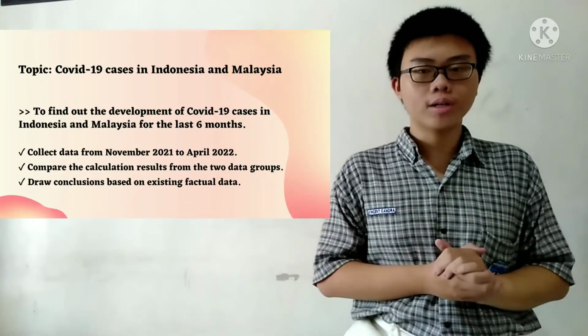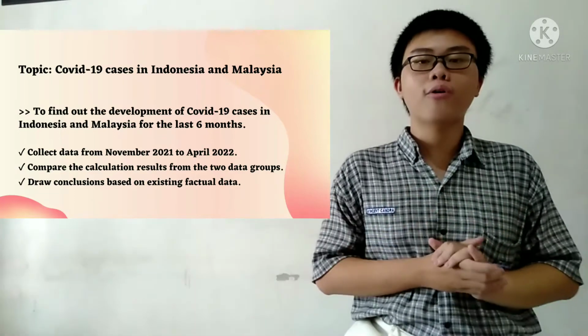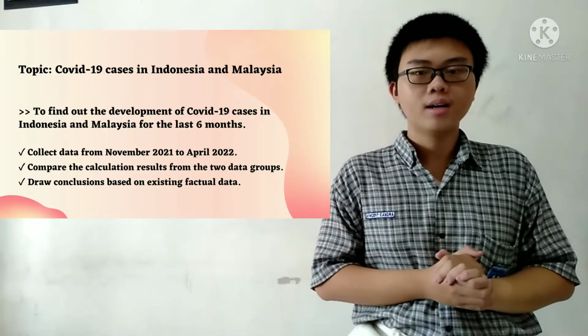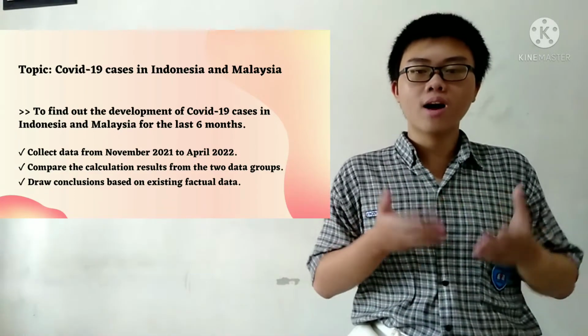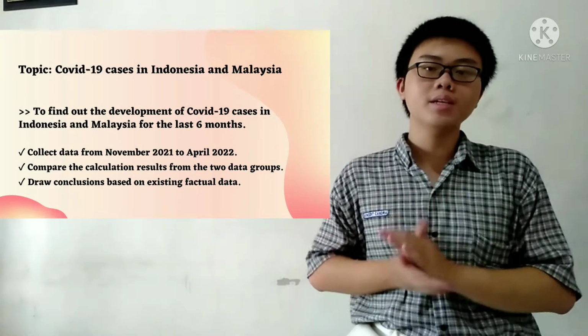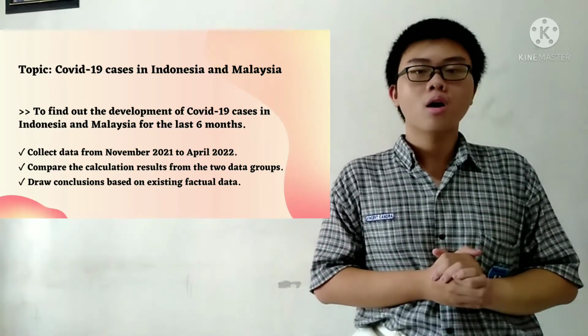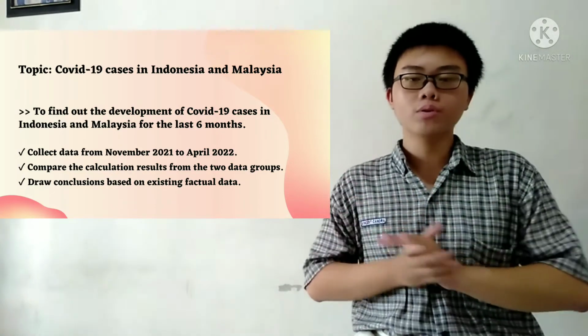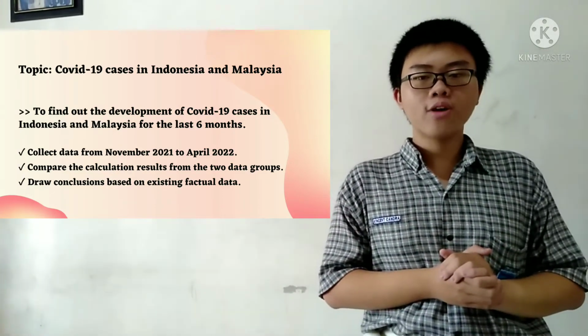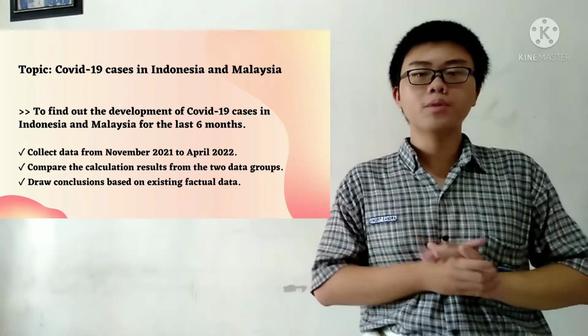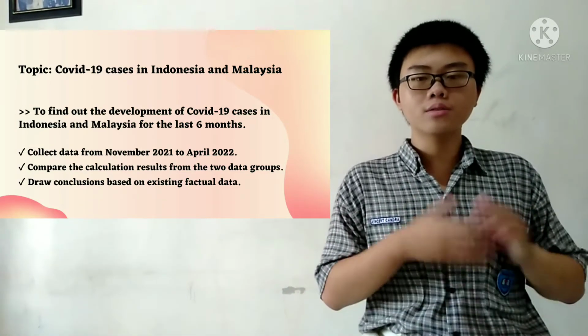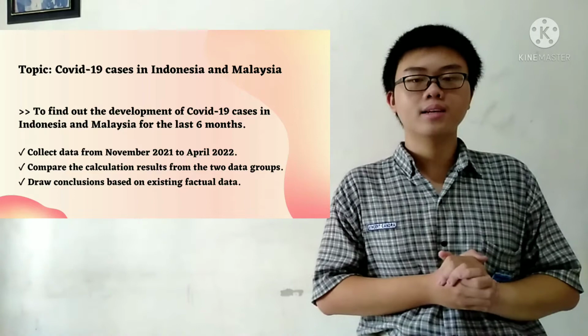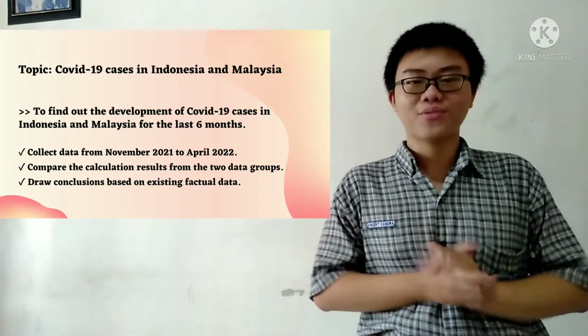We are from Group 1. The COVID-19 pandemic has hit the world, especially Indonesia, for more than 2 years. To find out how the development of COVID-19 cases in Indonesia and Malaysia for the last 6 months, we have collected data from November 2021 to April 2022. We have compared the calculation results from the two data groups and have drawn conclusions based on that data. Now we will present it for you.